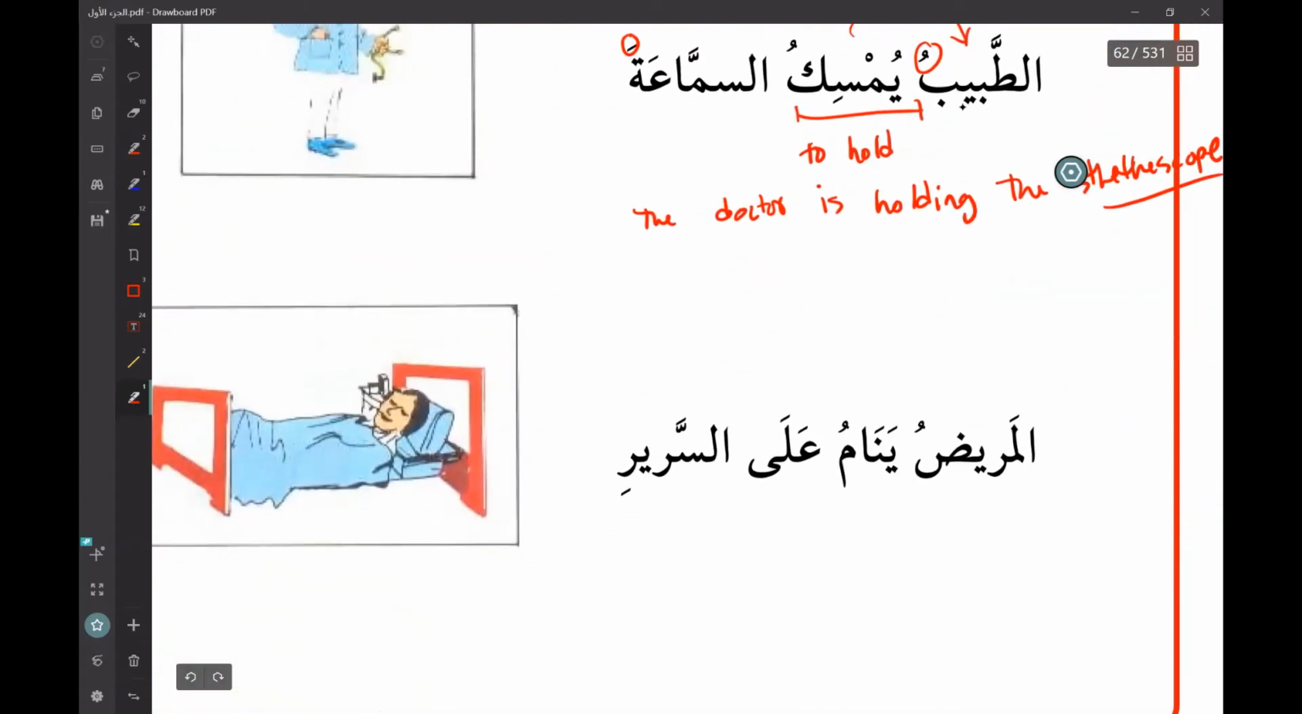And then we have al-maridu yanamu ala sarir. Al-marid is what? The sick person or the patient. Yanamu is to sleep. To sleep.